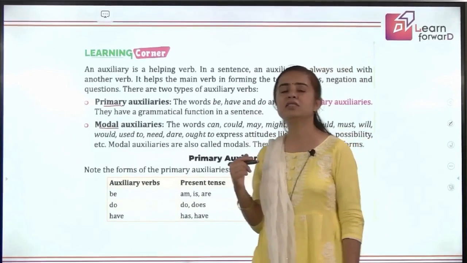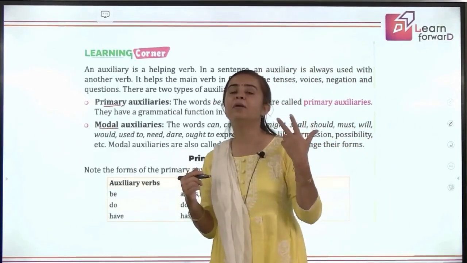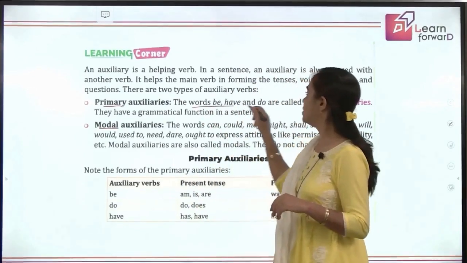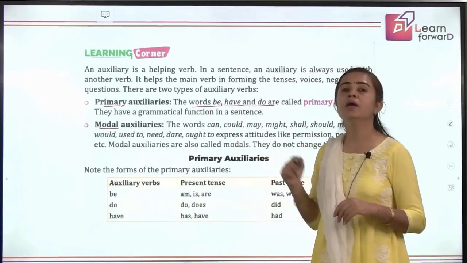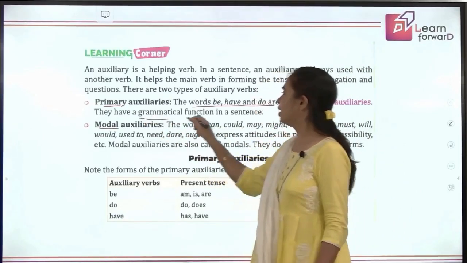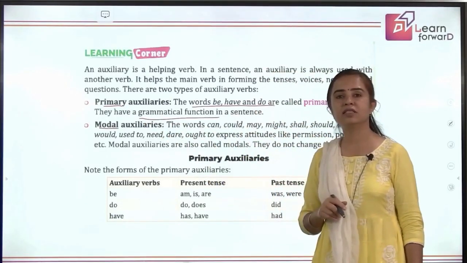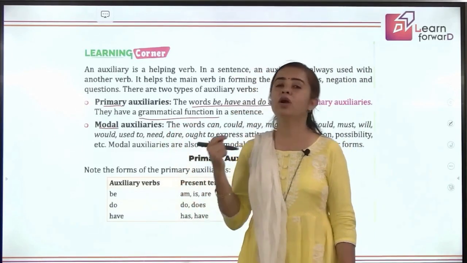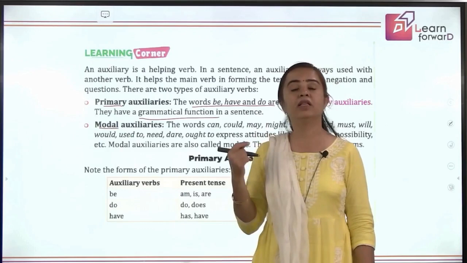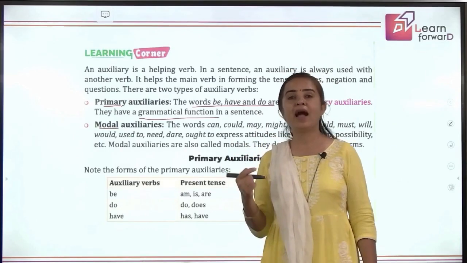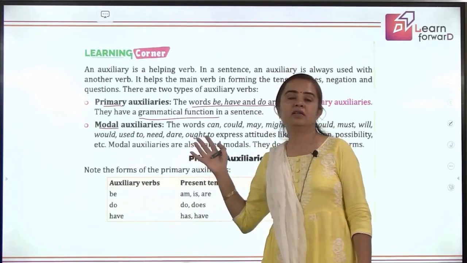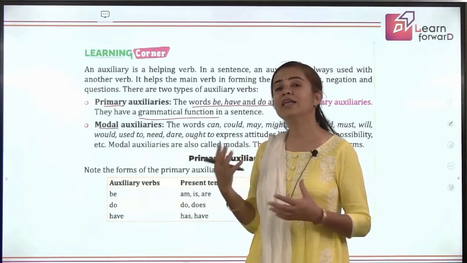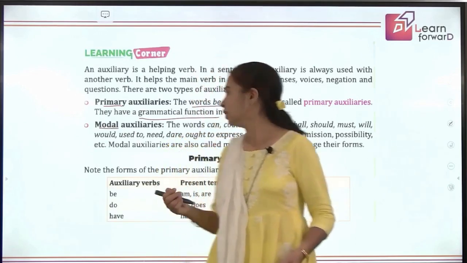Primary auxiliaries are do, have and be forms of verbs. These are the three primary auxiliaries. So the words be, have and do, these are called primary auxiliaries and they have a grammatical function in a sentence. But in case of modal auxiliaries, first thing to know is modal auxiliaries are always followed by the root form of the main verb. And secondly, they are there to tell the mood of the speaker. Mood means in what context the speaker is saying something, right?